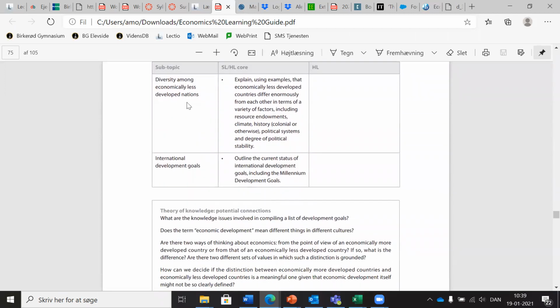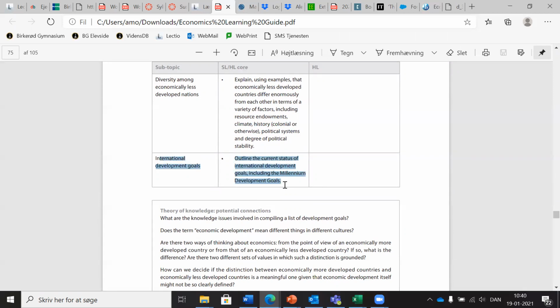Then this next point, diversity among economically less developed nations. So they're also different. Some countries have lots of resources, others have challenges with climate, others have been colonized through their history, and then the political systems can be different as well.